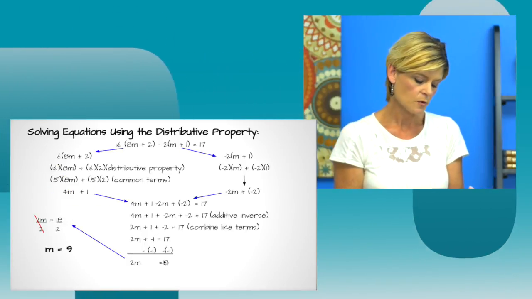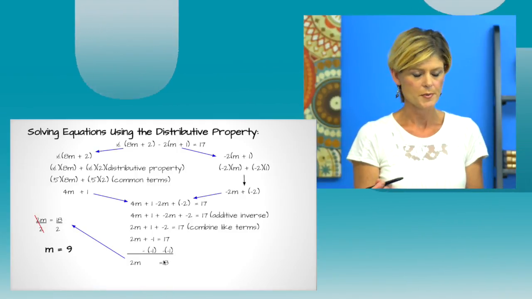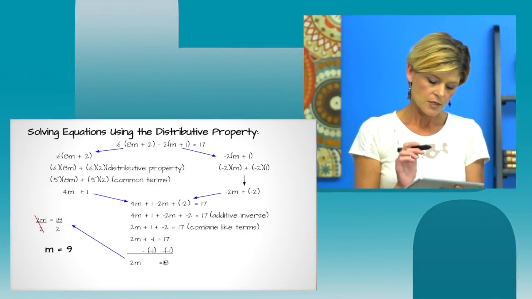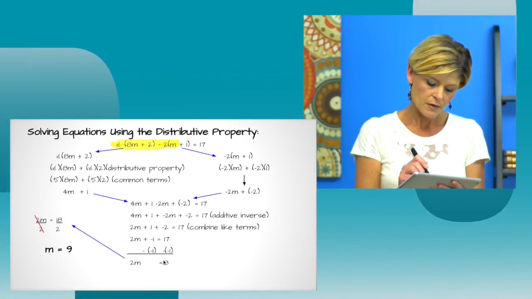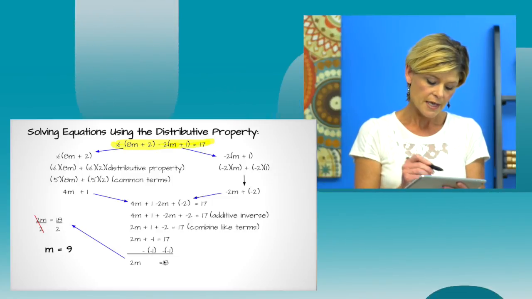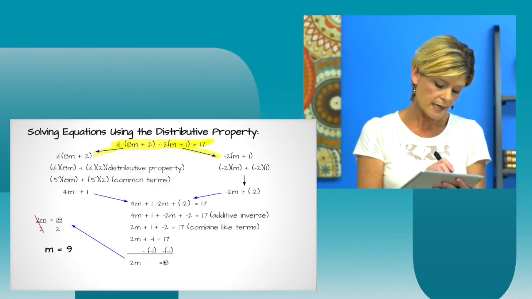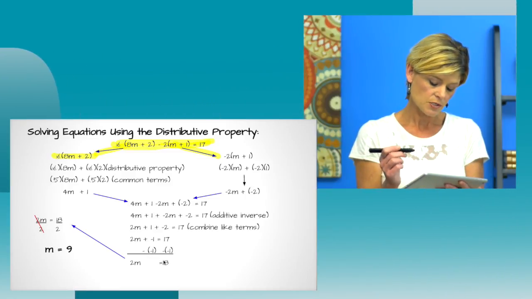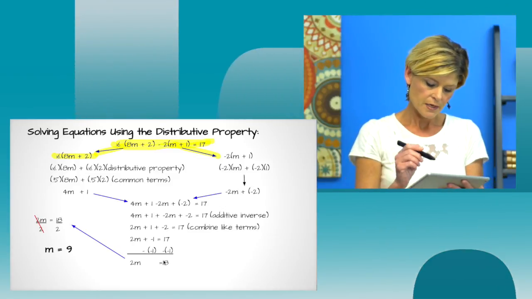All right, this problem's a little bit longer, but if we break it up into two different sections, it's actually not so bad. Let's take a look at what I mean by that. The problem reads 1/2 times 8m plus 2 minus 2 times m plus 1 equals 17. And I'm going to break this up into two pieces. First, I'm going to do 1/2 times 8m plus 2. And I'm just going to leave the other side of the problem aside for a minute.